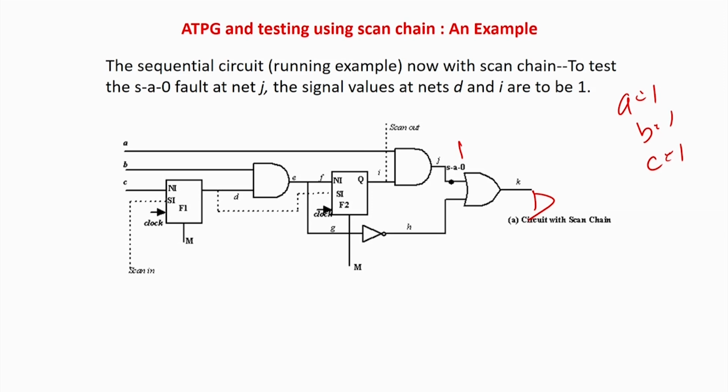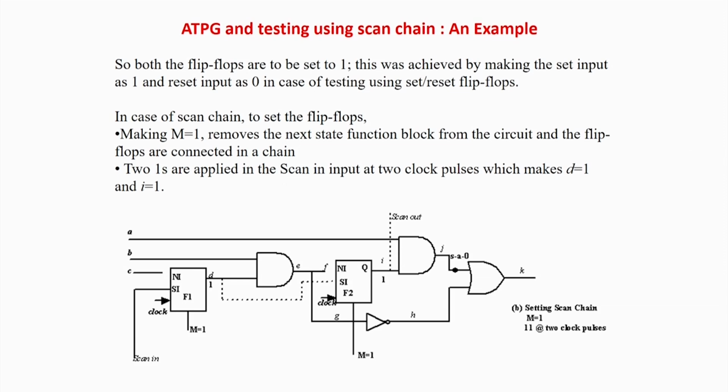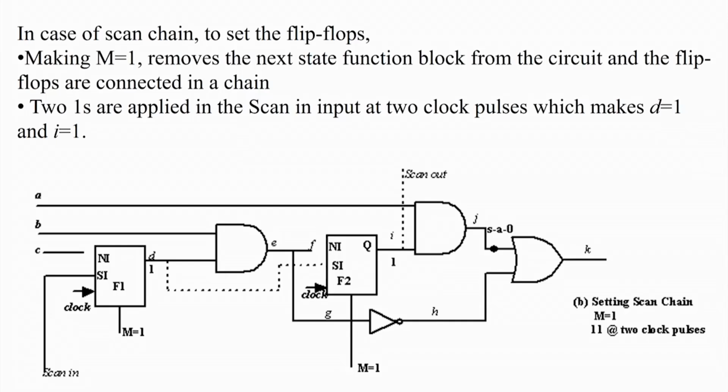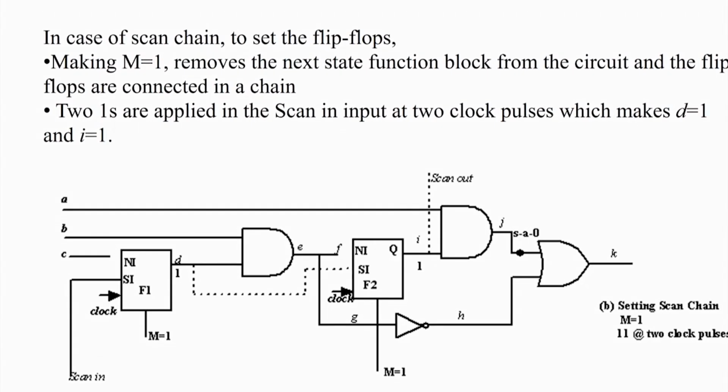So, now I am first connecting it to a scan chain. Let me zoom the circuit for you, so you just concentrate on the circuit. So, it is a scan mode. If you look at the scan mode, you can see that this line is cut and this line is also cut, and the output of this flip flop is connected to this one. So, flip flop 1 and flip flop 2 are in a shift register mode.